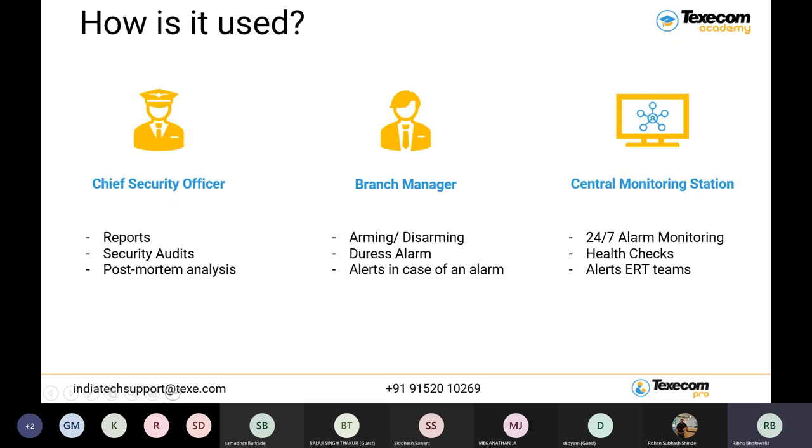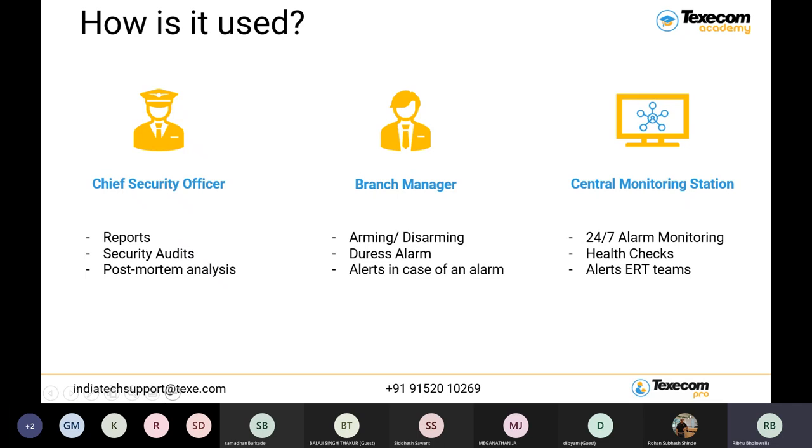So it all depends upon the capacity of the CMS software, how many branches it can take a load of in one go, meaning in a single system, how many branches it can monitor. And in the monitoring, there are n number of features. Depending upon the requirement of the bank, this software can include n number of features. Number one, alarm monitoring: all types of alerts it should monitor, whether it's an alarm, a fault, a tamper, or a low battery.